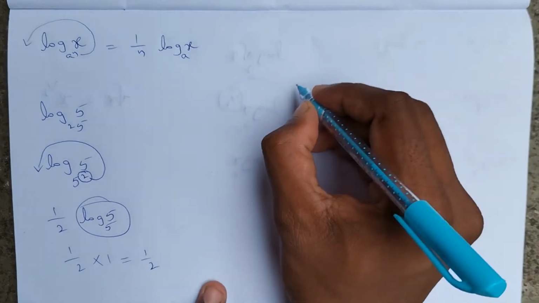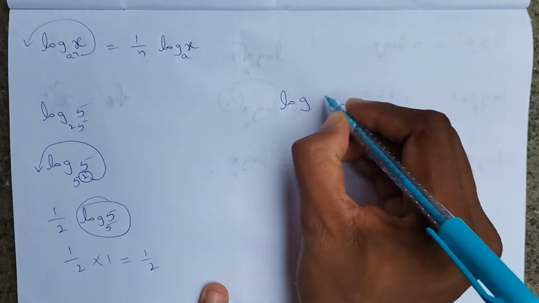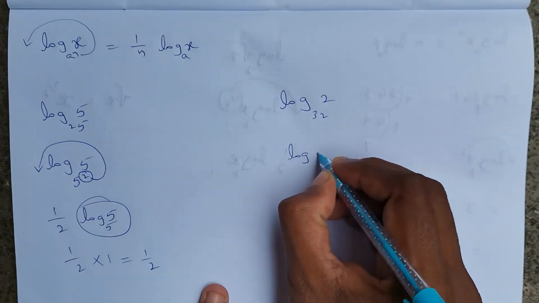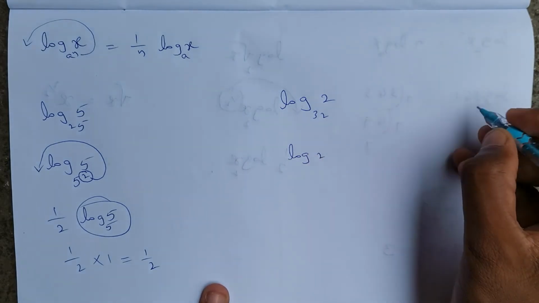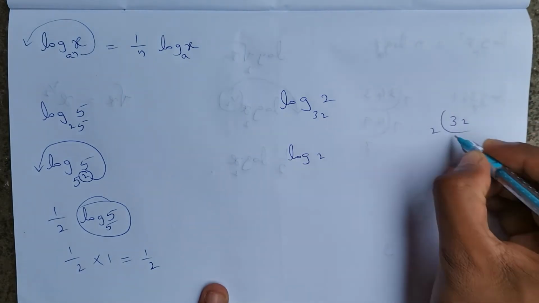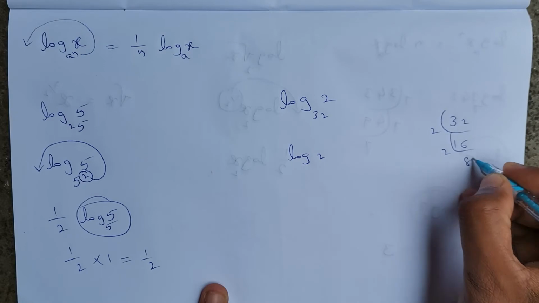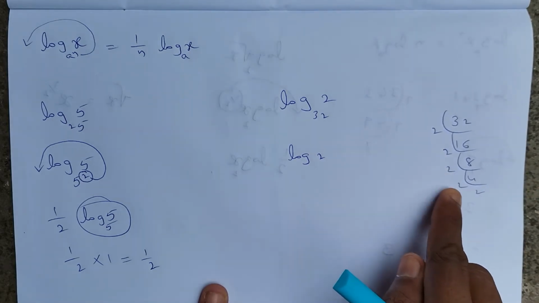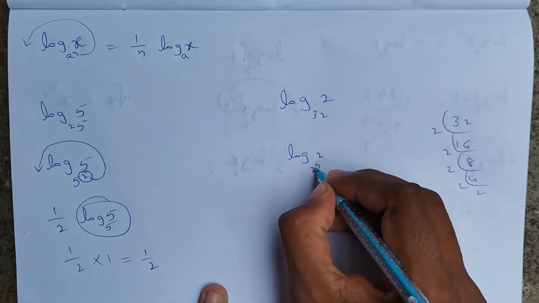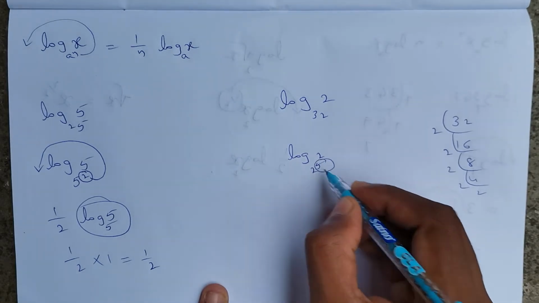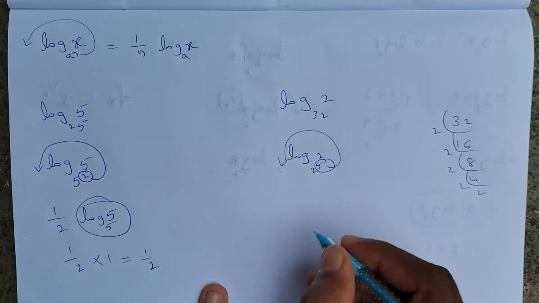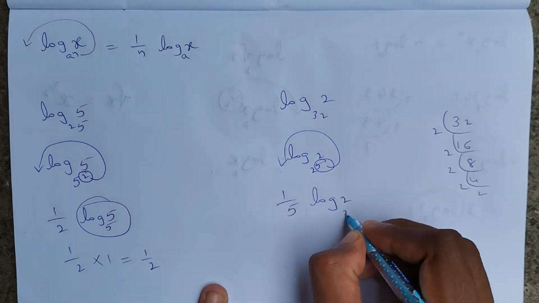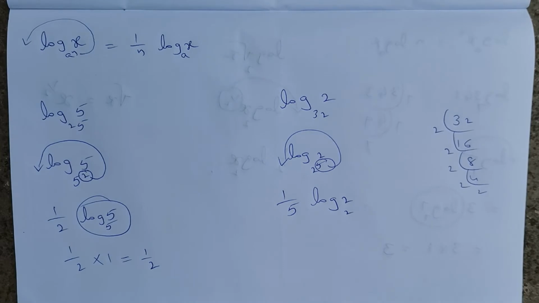Let us do one more problem. Log 2 base 32. Here 32, if we do prime factorization: 2 16s are, 2 8s are, 2 4s are, 2 2s are, 1 2 3 4 5. So 2 power 5. Here again the power is for the base. So if we take it to the front side, it will become a reciprocal. 1 by 5 into log 2 base 2.